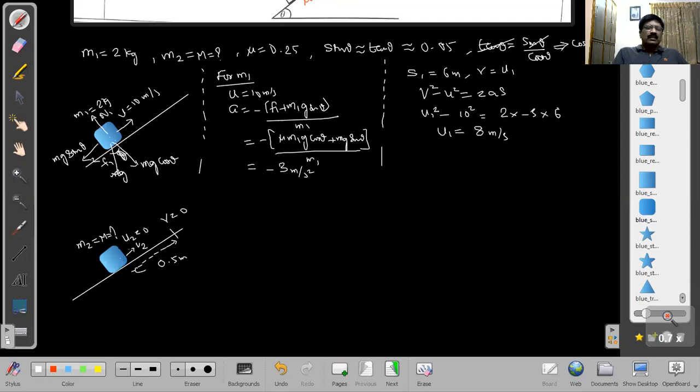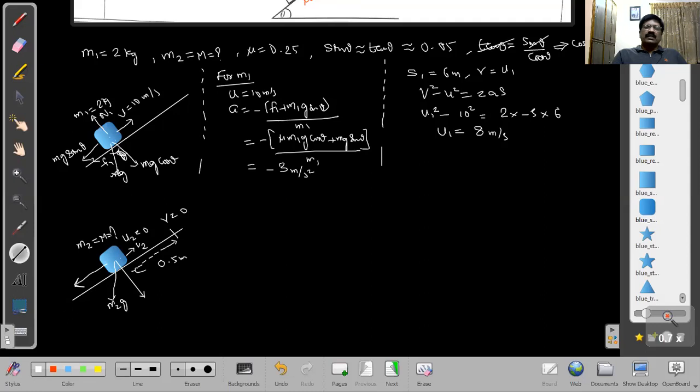Whenever the block travels in the upward direction, what forces act? Of course, weight acts vertically downwards, here weight m2 g acts downwards. When you resolve this weight into two components, one component is in this direction, and another component is in this direction.